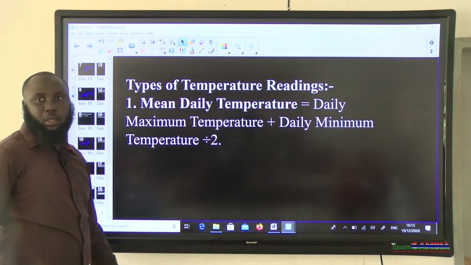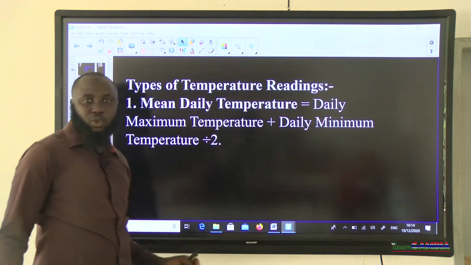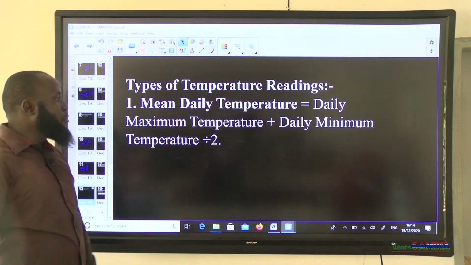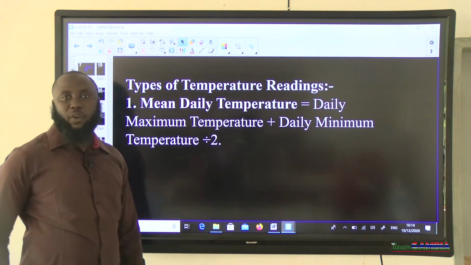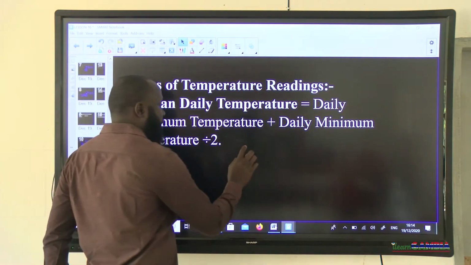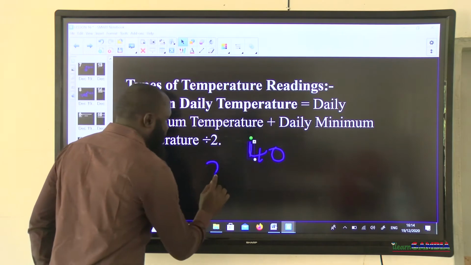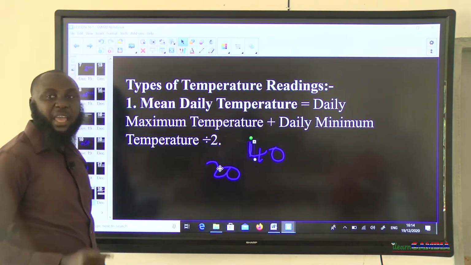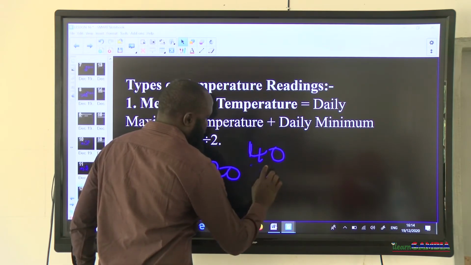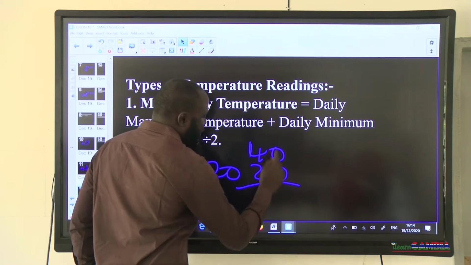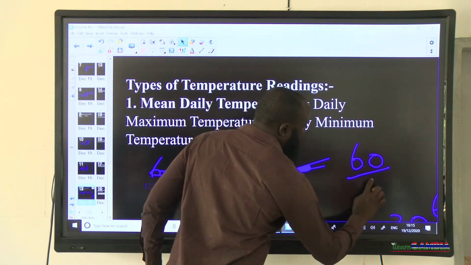Now, types of temperature reading. What are the various types of temperature reading? 1. Mean daily temperature. How do we find the mean daily temperature? This is found by daily maximum temperature plus daily minimum temperature divided by 2. For example, if the daily maximum temperature recorded is 40 for a particular place and the daily minimum temperature recorded is 20, we're going to add these two and divide it by 2. Now let's add this and see. 20 plus 40, this will give us 60. Now this 60 divided by 2.